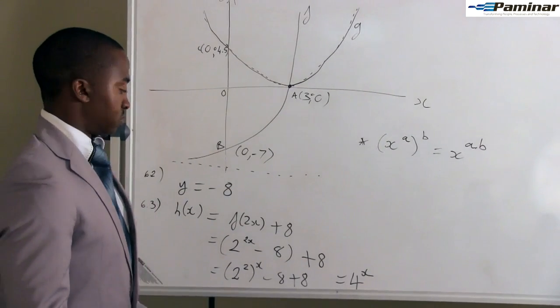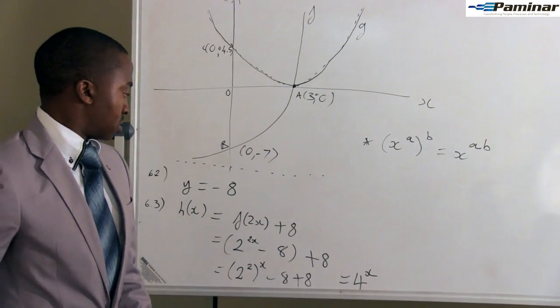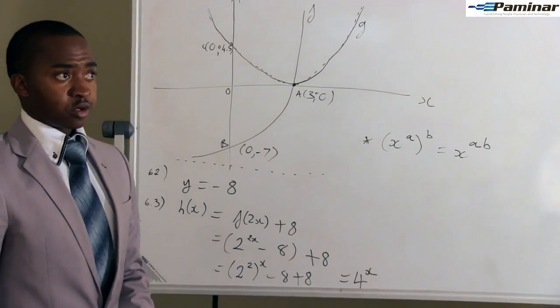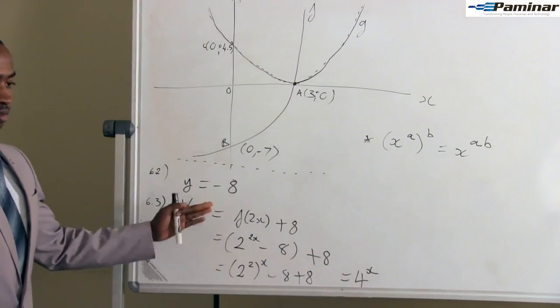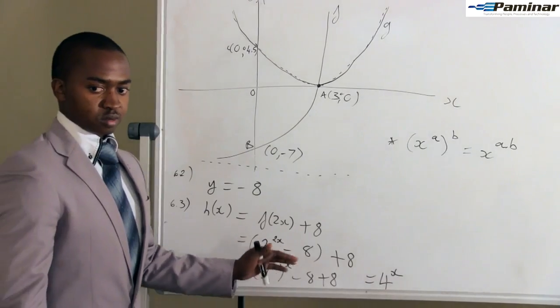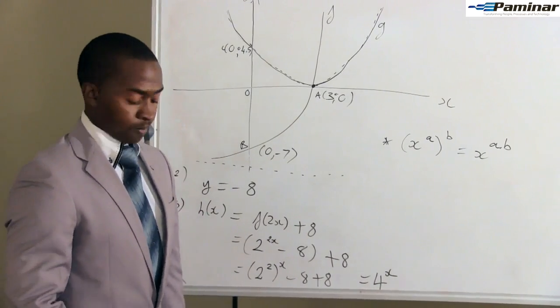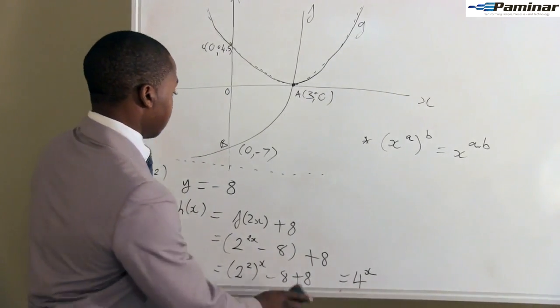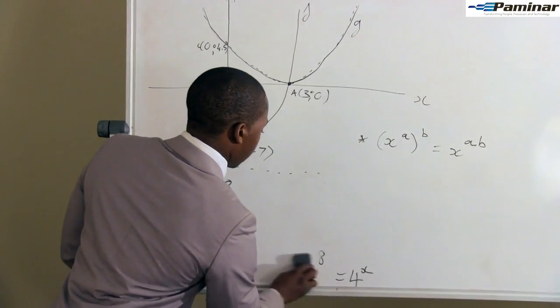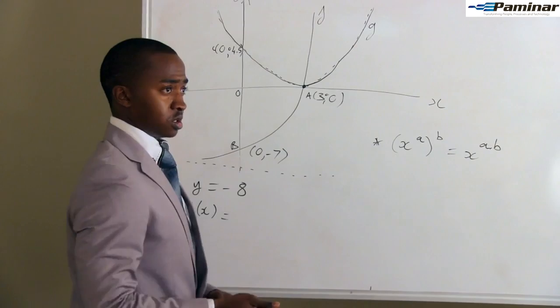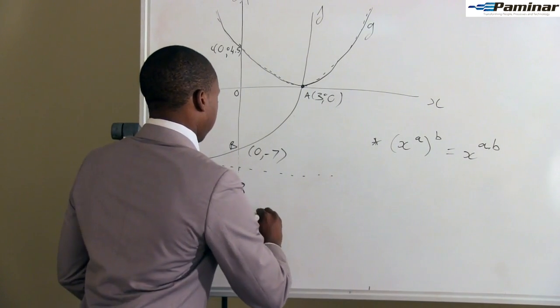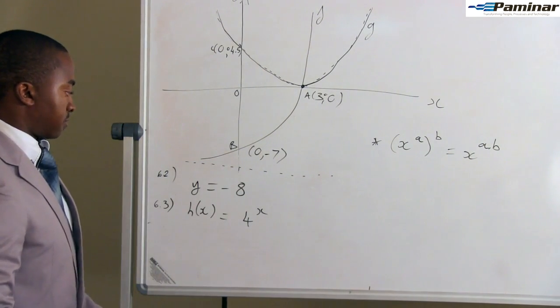Okay. So that's question 6.3. I don't know if anyone has questions in terms of the method we used. It's fine. Okay, so finally, all in all, we'll have h of x is equal to 4 to the x.